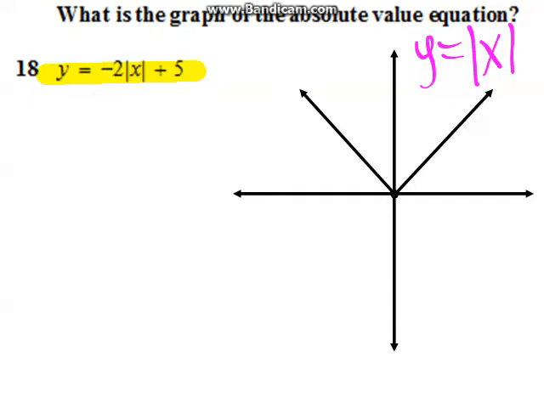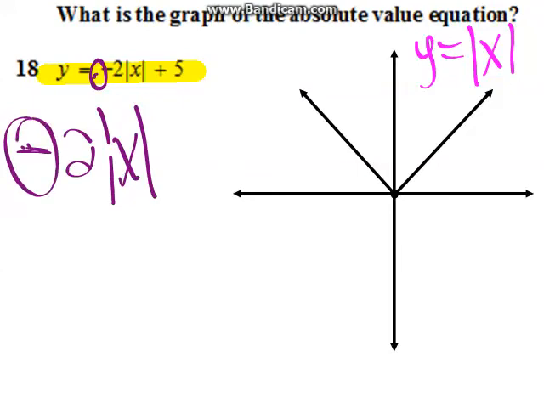Now let's start tearing our problem apart and seeing what they have added to it for our transformations. So the first thing I want to look at is this. We've got a negative sign. The negative sign in front of the coefficient of the absolute value means we're going to flip over the x-axis.